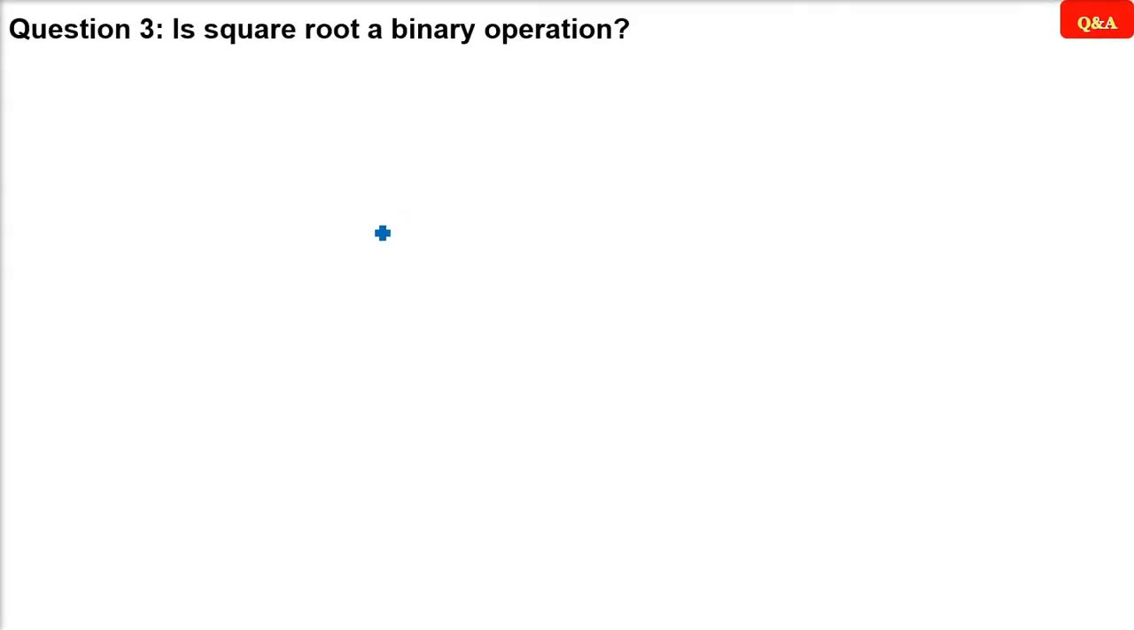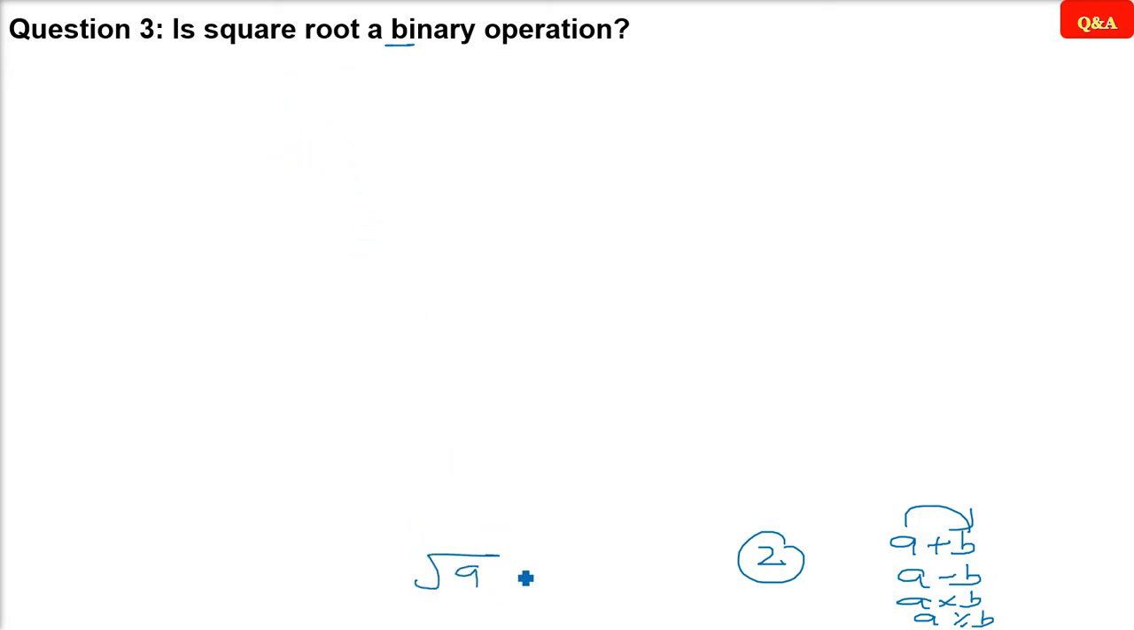Is square root a binary operation? Binary means there have to be two operands. Unary means only one operand, or one value, is required. Because if you are writing A plus B, A and B are two values, A minus B, A into B. So plus, minus, division only work on two values. So that is a binary operation.